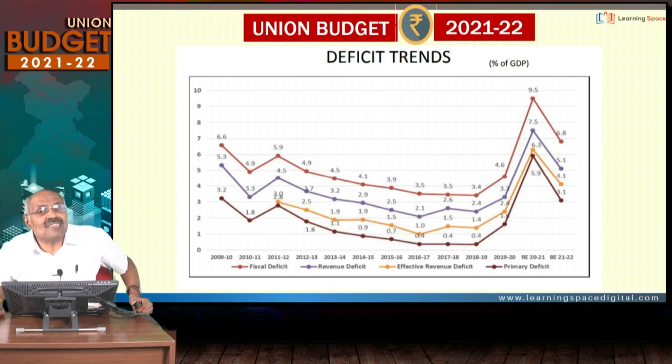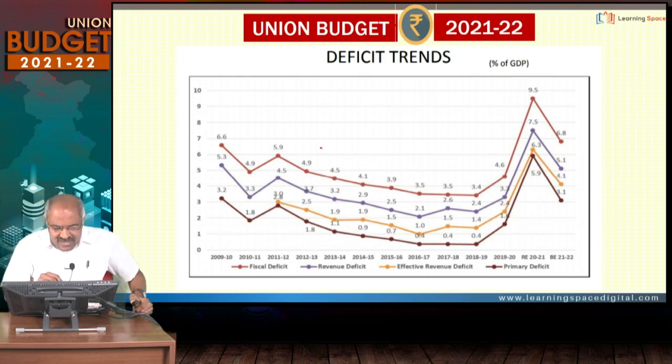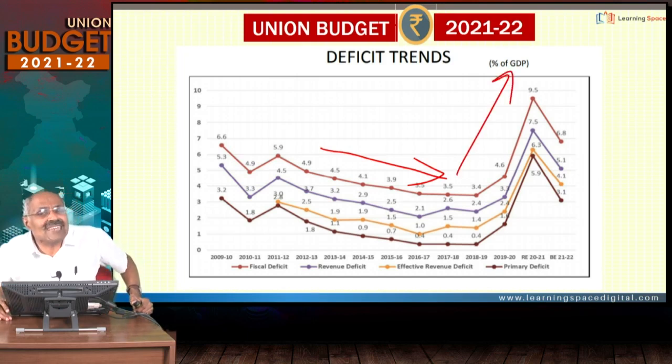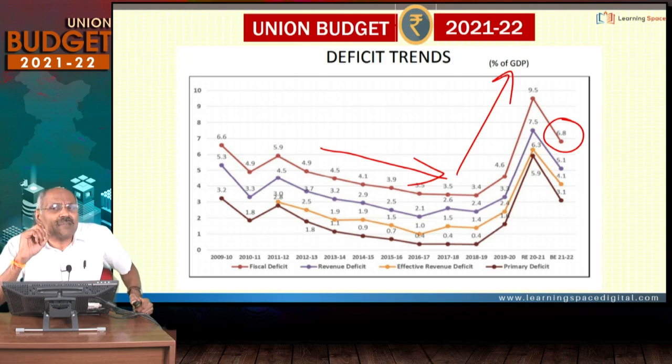In fact, as per the original FRBM Act, it is intended to be 3% of GDP. The government was coming on that glide path and tried to come to 3% of GDP. But unfortunately, because of COVID-19, it suddenly increased to 9.5% of GDP. And now, in the next financial year, it is expected to be 6.8% of GDP. Just look at this deficit trend, most important from your preliminary perspective.